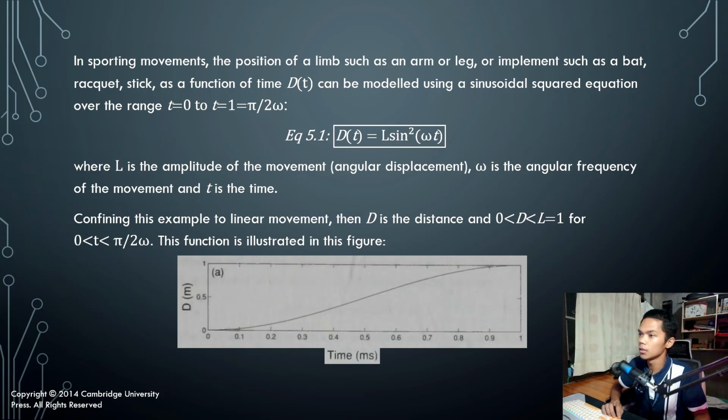Where L, like I said, is the amplitude of the movement, or what is called the angular displacement. Omega is the angular frequency of the movement, and t is the time. Confining this example to linear movement, d is the distance, where d is more than 0 but less than L, for time greater than 0 but less than pi over 2 omega. This function is illustrated in this figure. This is what I showed you earlier.